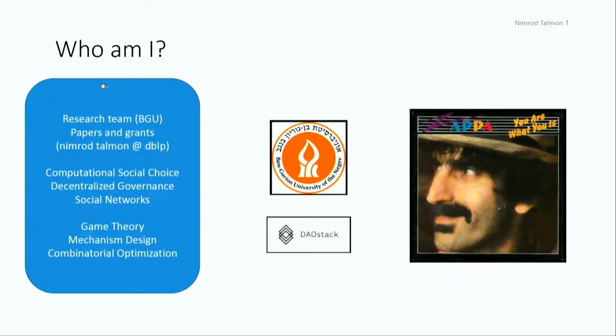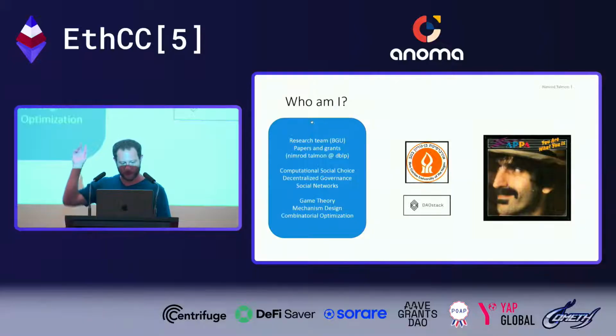I'm a professor at Ben-Gurion University in Israel, which basically means that I have a research team and we write papers and we apply for grant money. If you want to see some papers, you can look at Nimrod Talmon at DBLP. It's like IMDb for papers.